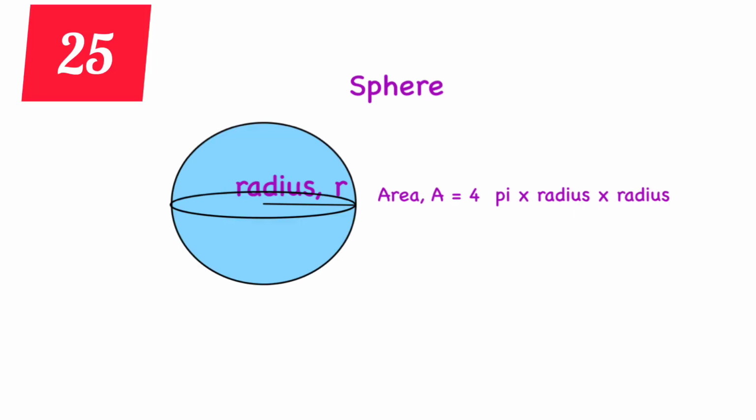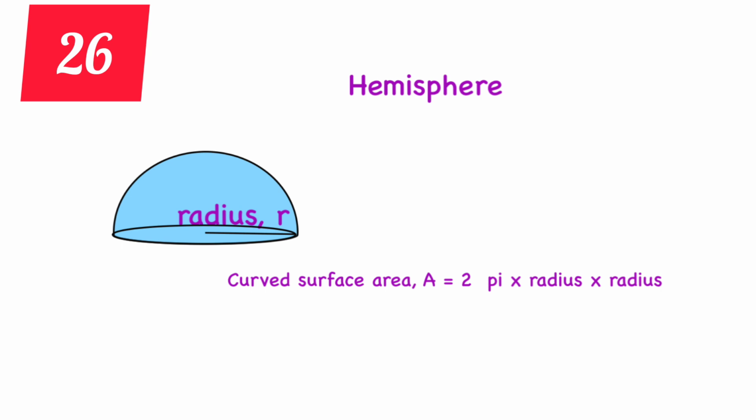The surface area of a sphere of radius r is 4 pi r squared. A hemisphere is half a sphere, so its curved surface area is half of 4 pi r squared, which is 2 pi r squared.